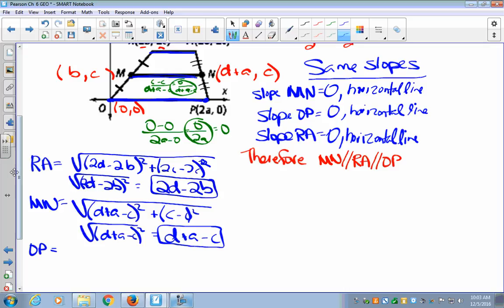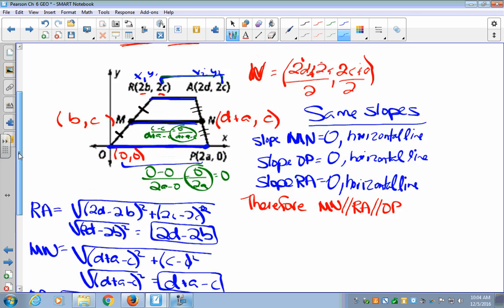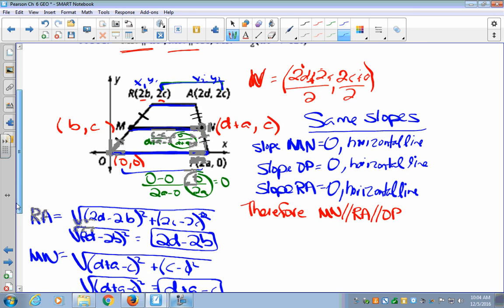And lastly but not leastly is OP. The length of OP is the difference between the x values. 2a minus 0 is 2a. So OP is 2a. So now I need to find out what 1/2 of RA plus OP is, because that's what we're trying to prove here. And I'm hoping it's equal to MN.